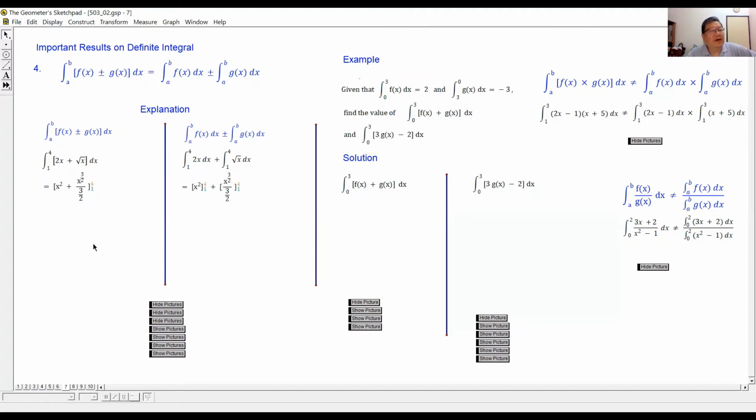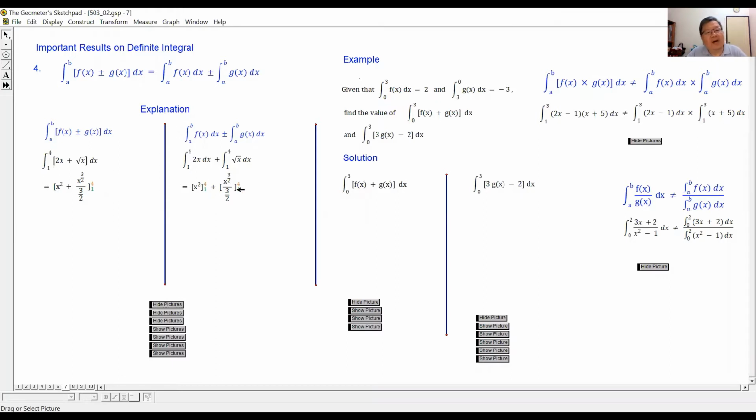Okay, the next step, on the left hand side, I integrate the two terms at one time. 2x becomes x squared. Square root of x is actually x to the power of half. So you add 1 and it becomes 3 over 2. Then you have to divide by 3 over 2. And the upper and lower limits are 1 and 4.